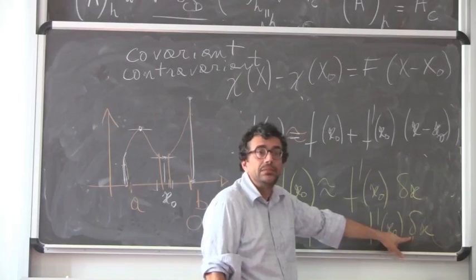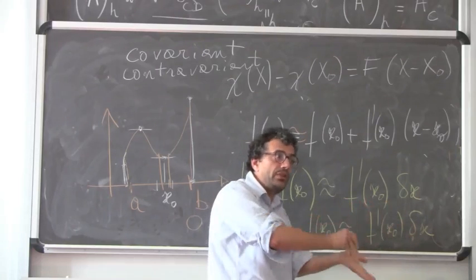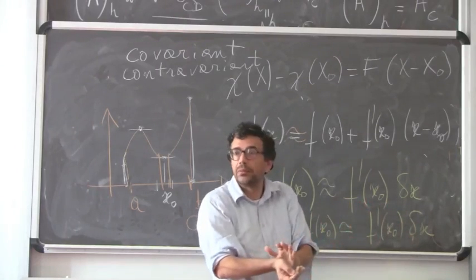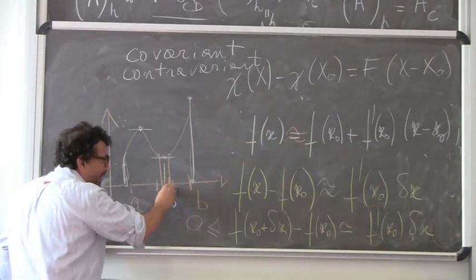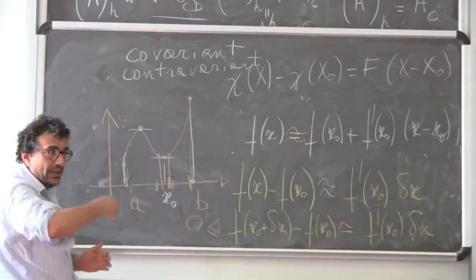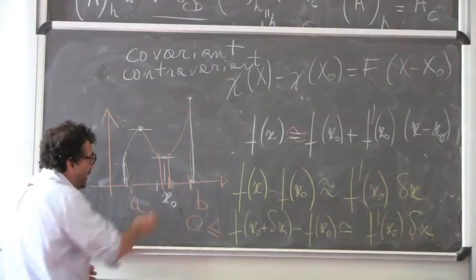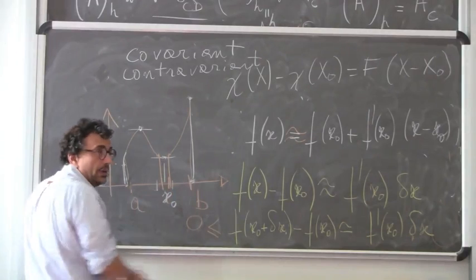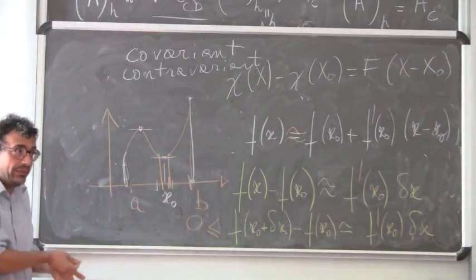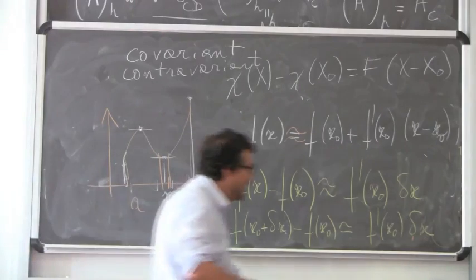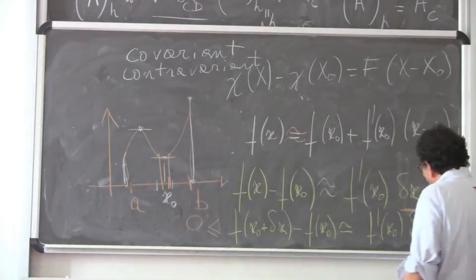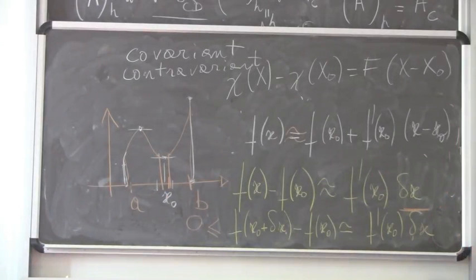Delta x can be positive or negative. If I am on the right, delta x is positive. If I am on the left, delta x is negative. So this quantity here can have either a positive sign or a negative sign.